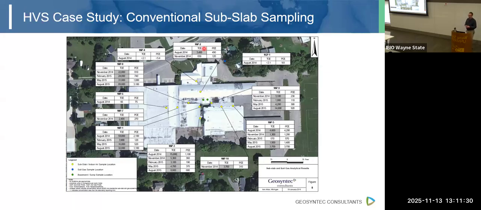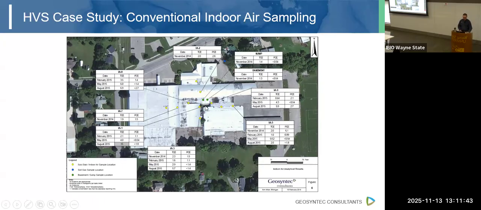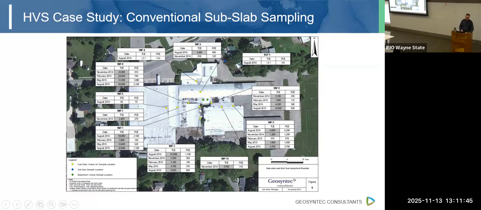Before we jumped to high volume sampling, we did the conventional sub-slab and indoor air sampling approach. We had historical information that suggested that the release was in this Tetris block shaped courtyard in the middle of the building. So we started in the center and marched outward in four different directions from here. And these are the sub-slab numbers that I'm showing here.